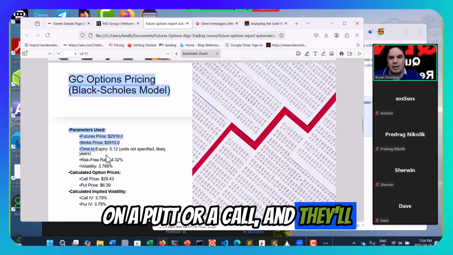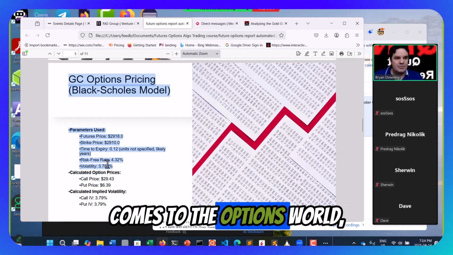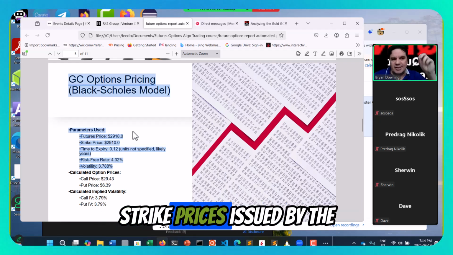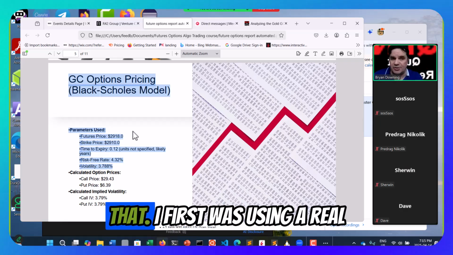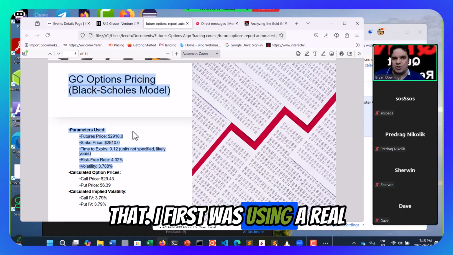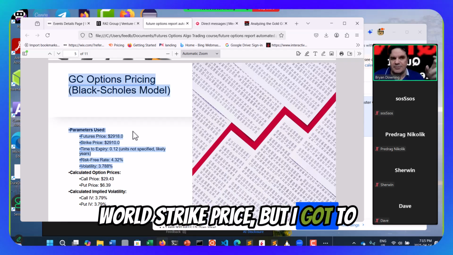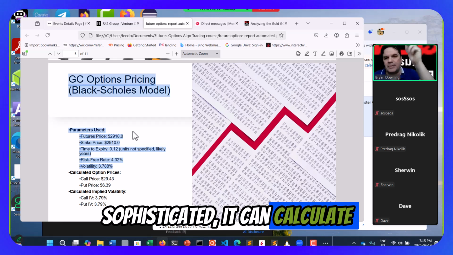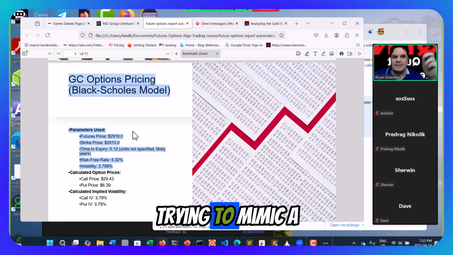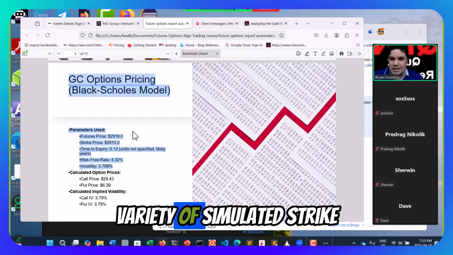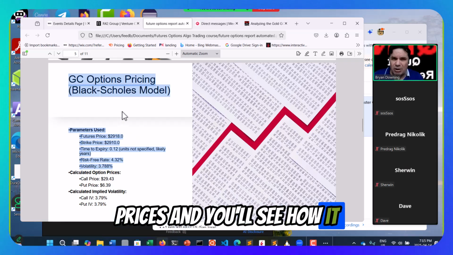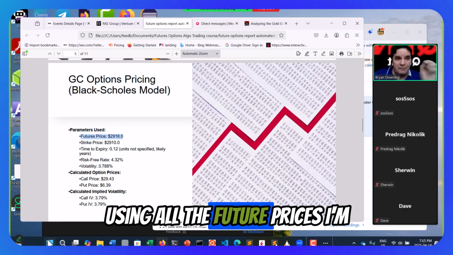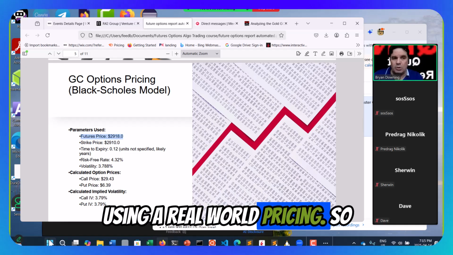And they'll also look at factors in the options world, like the typical strike price. The strike price is issued by the exchange. So you understand that. I first was using a real world strike price, but I got to a point where the AI is so sophisticated, it can calculate its own strike price, and it's trying to mimic a variety of simulated strike prices. You'll see how it works in the option chain data. And then, of course, all the futures prices I'm using are real world pricing.